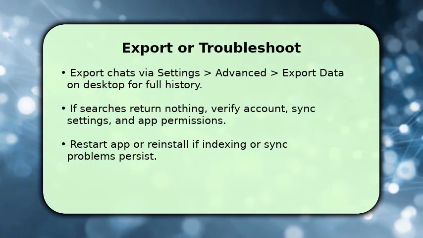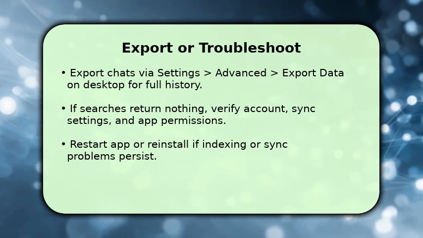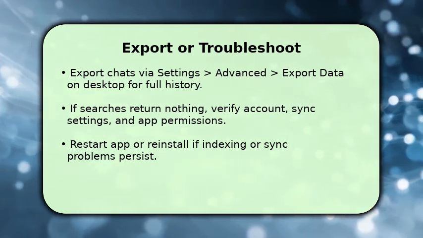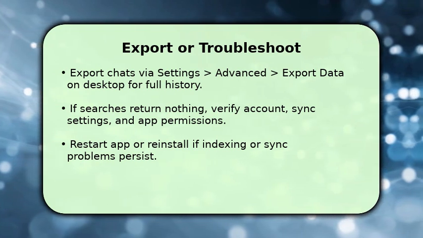To finish, if you need a copy, export chats from Telegram desktop under Settings, Advanced, Export Telegram Data. This gives an archived history you can search offline.